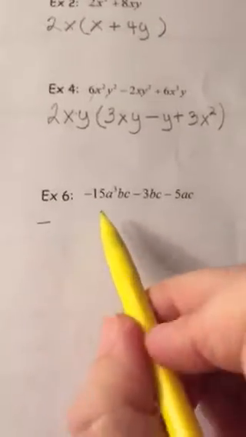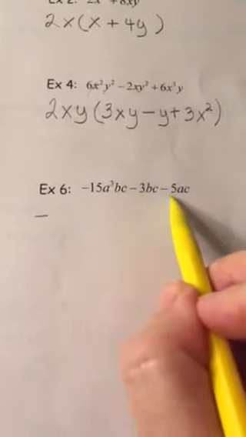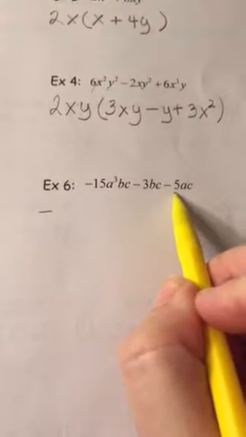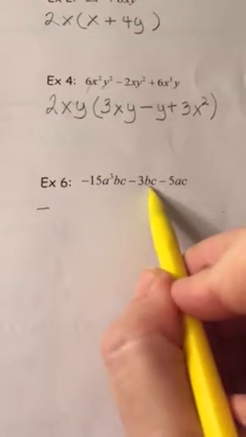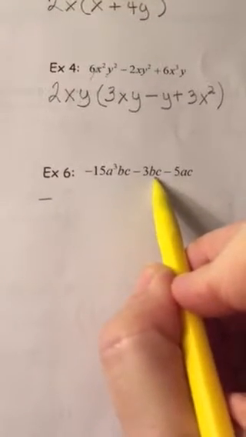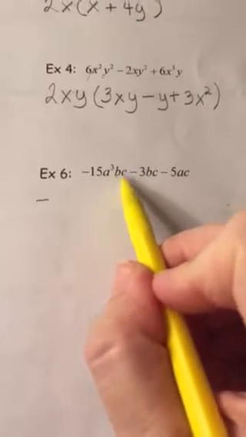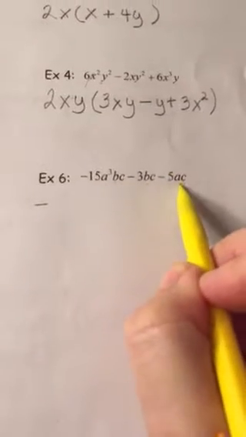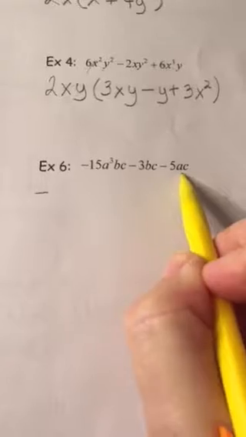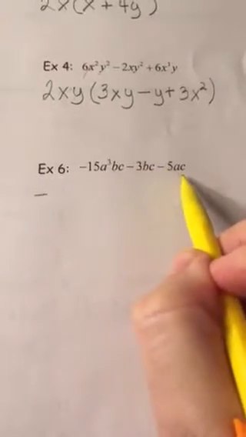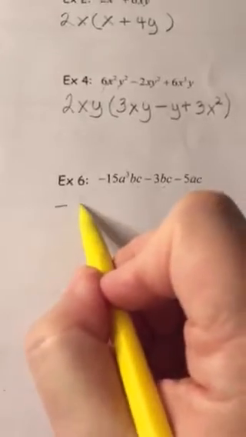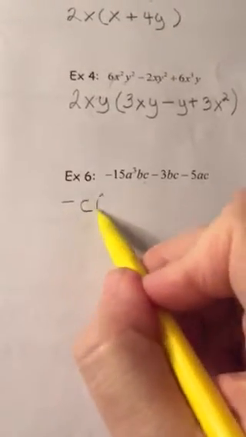So I'm looking at this guy. Well, between 15, 3, and 5, they don't have anything in common. So now let's look at our variables. Here's an a, but there's not an a here, so I cannot take an a out. Here's a b, and here's a b, but this doesn't have a b, so I cannot take out a b. Here's a c, here's a c, and here's a c. So I'm going to take out a c.